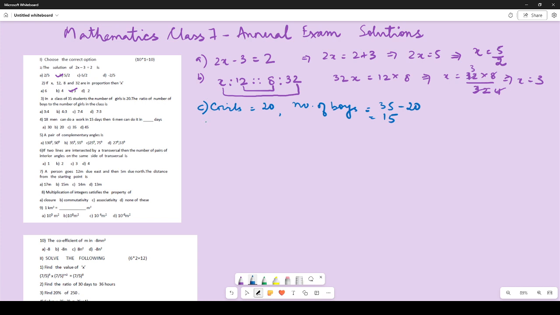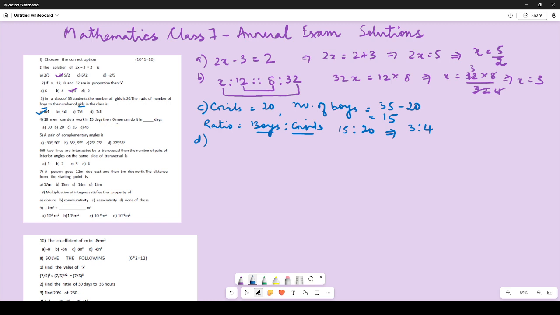So now we have to find the ratio, and remember it is the ratio of boys to girls, right? So it will be 15 is to 20, and that makes it 3 is to 4. Many of you wrote 35 is to 15 or 35 is to 20 or 20 is to 15. That is not the case. So you have to remember it is boys to girls. It is asked as boys to girls. So it will be 3 is to 4, not 4 is to 3. Okay.